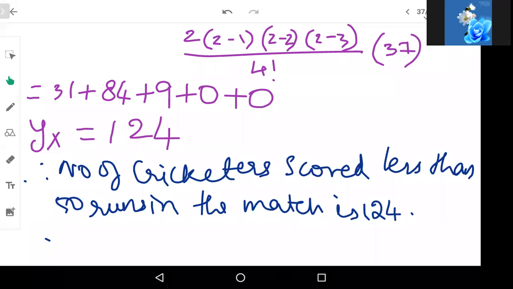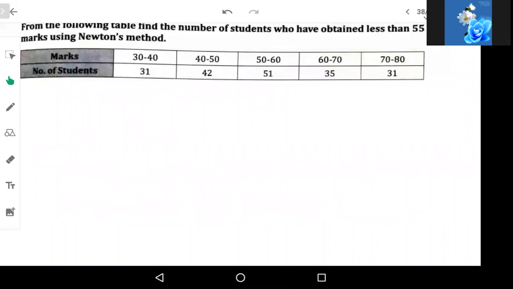Good. Now, one more similar question is there. This question is homework for you. I want everybody to use the same method which we did just now, solve it, and tell me this answer before Monday. Okay? Before Monday, keep this answer ready. I will be sending this question in the group. Solve this and tell me the answer.